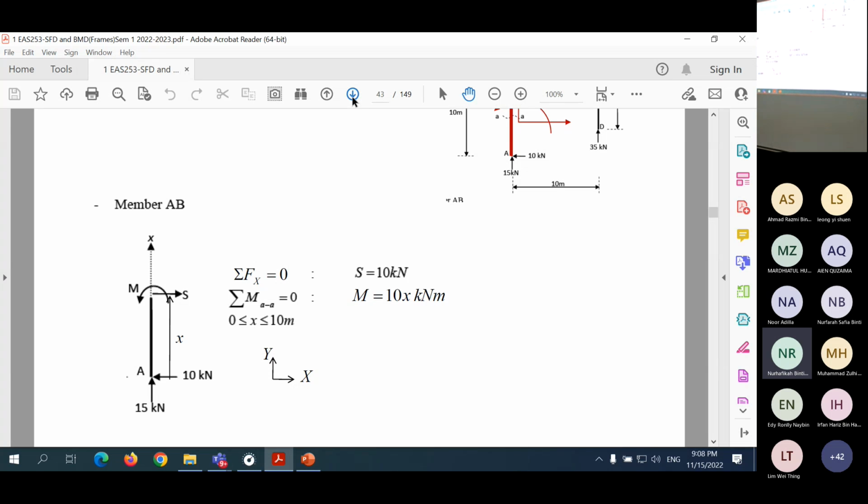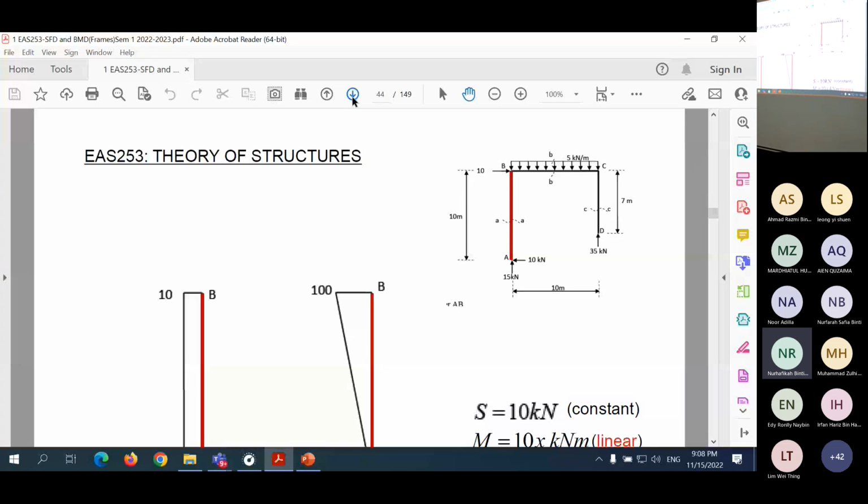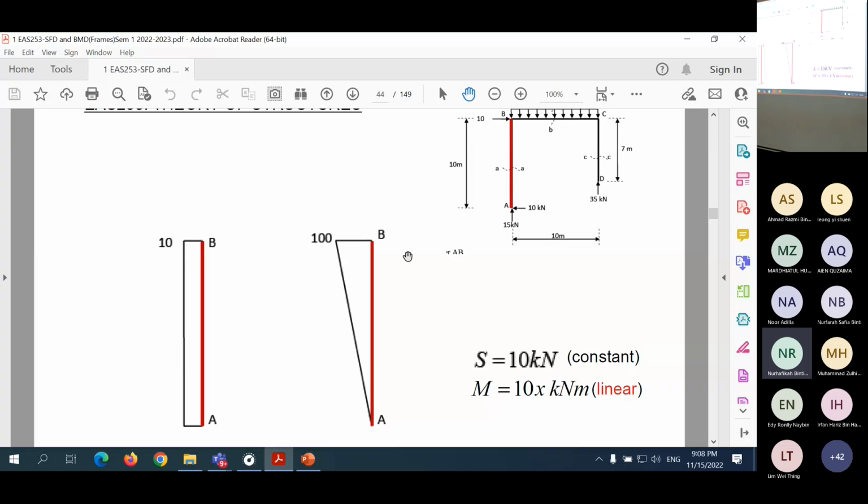So now if we try to draw this first for this part, this is the axis of the member. Shear is constant, bending moment is a straight line. So you put x is equal to 0, you get this value, x is equal to 10, you get 100 positive, so you draw a straight line. So this is for this part. For this member, this is the variation of axial force and bending moment.